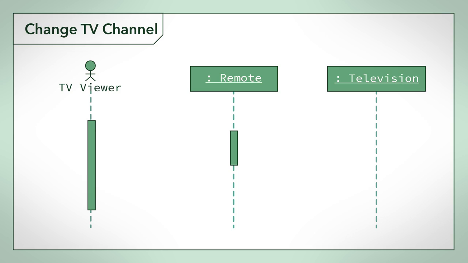The first message that is sent is from the TV viewer to the remote. That message says that the TV viewer pressed numbers. So I'm going to add this to the diagram with a solid line arrow and label it Press Numbers, Number.